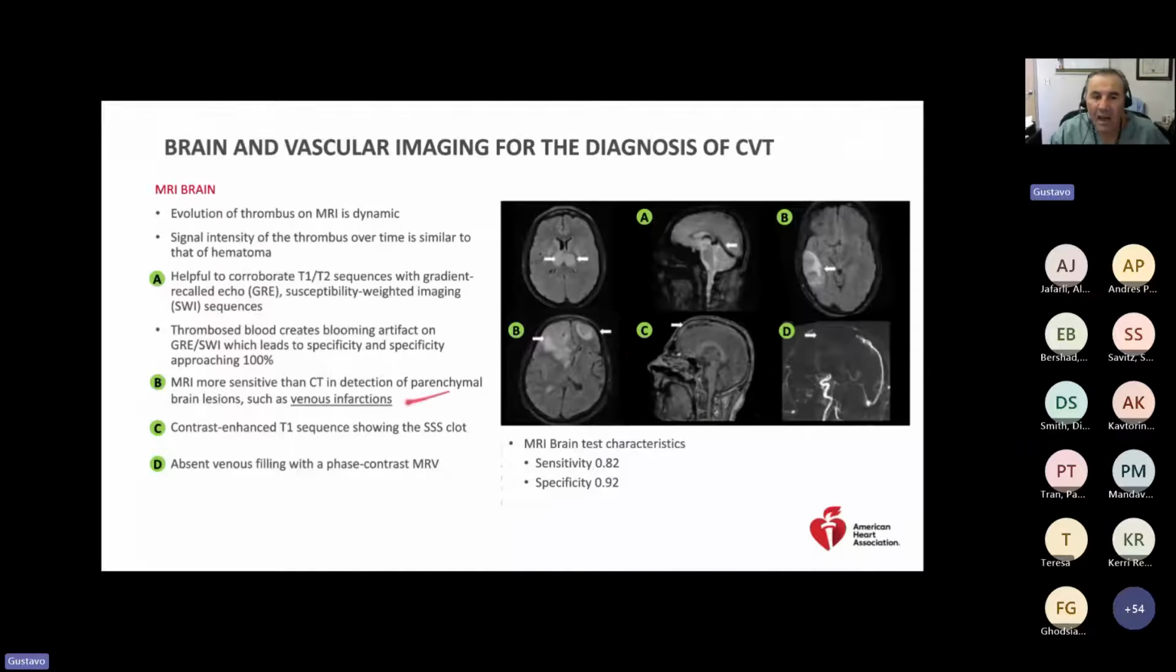The contrast-enhanced T1, and I will explain the differences in the next slide. You can appreciate the clot sitting in the superior sagittal sinus identified by the arrow, or the lack of opacification in an MRV, as you can appreciate here with the arrow in the next panel. So the sensitivity of the MRI is 0.82 and the specificity 0.92, not bad, as you can appreciate, okay?